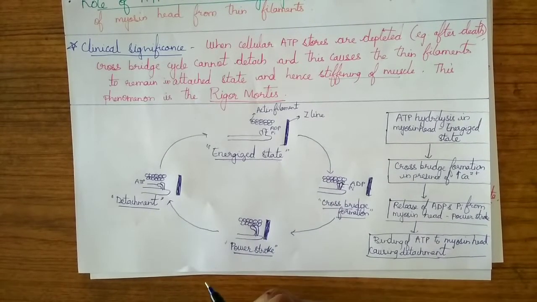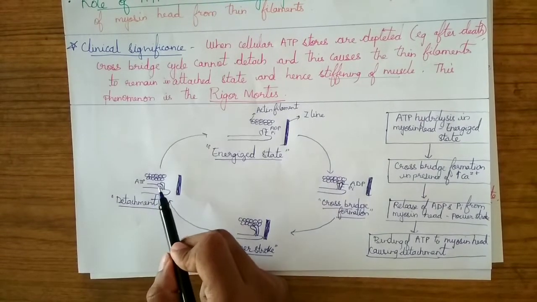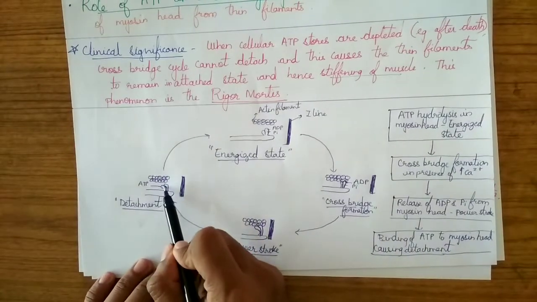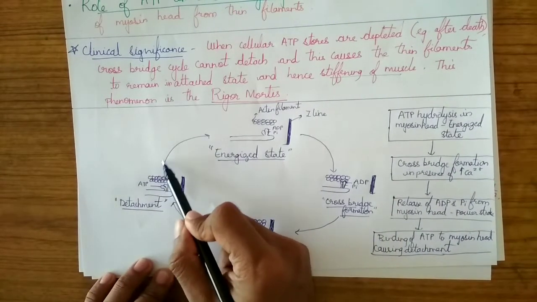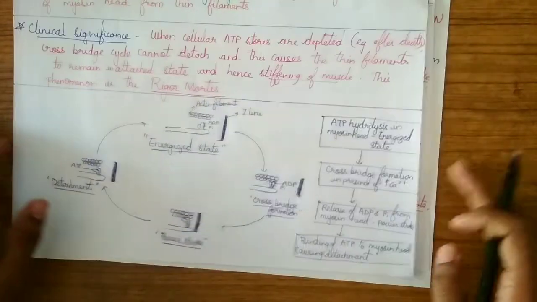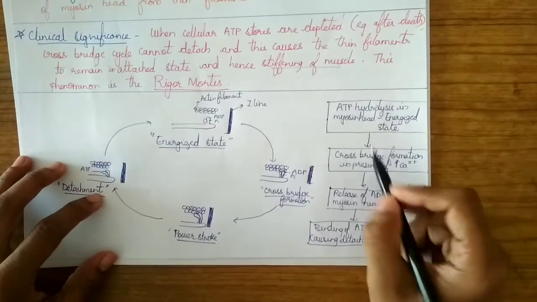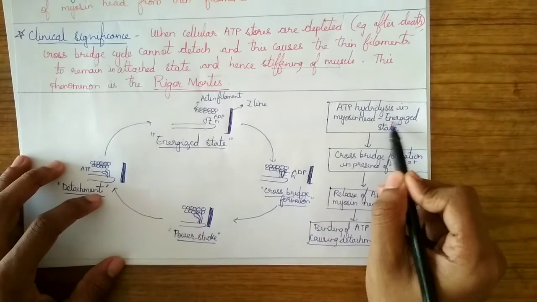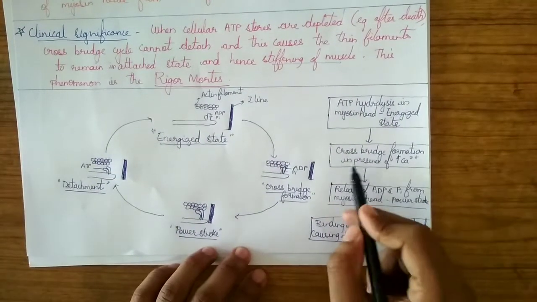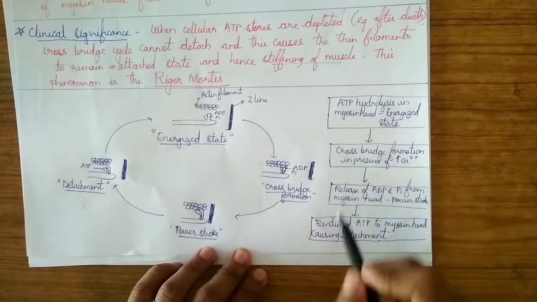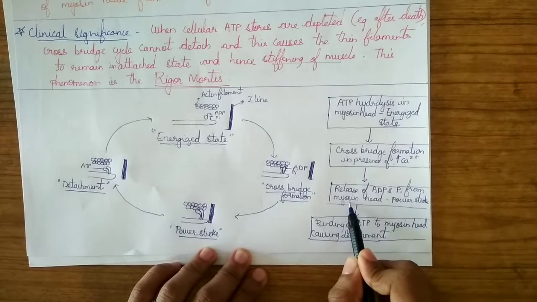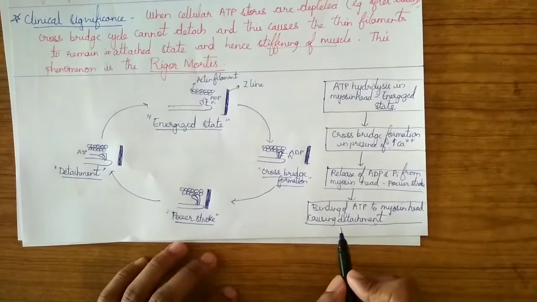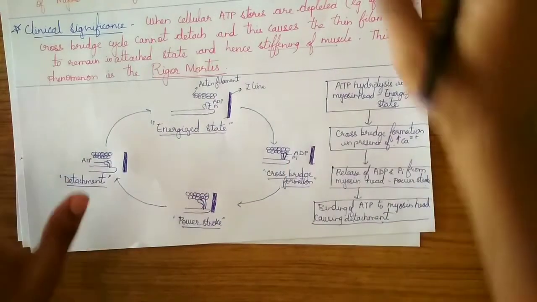So after the power stroke, there is attachment of ATP to the free myosin head, due to which detachment occurs and it leaves the actin filament. So then the cycle continues again. So this is the flow chart to remember simply. There are 4 main steps: ATP hydrolysis in the myosin head, which causes the energized state; cross bridge formation in the presence of increased calcium; release of ADP and phosphate molecule from the myosin head, which is nothing but the power stroke; then the binding of ATP to the myosin head, ultimately causing the detachment, and this process takes place again.